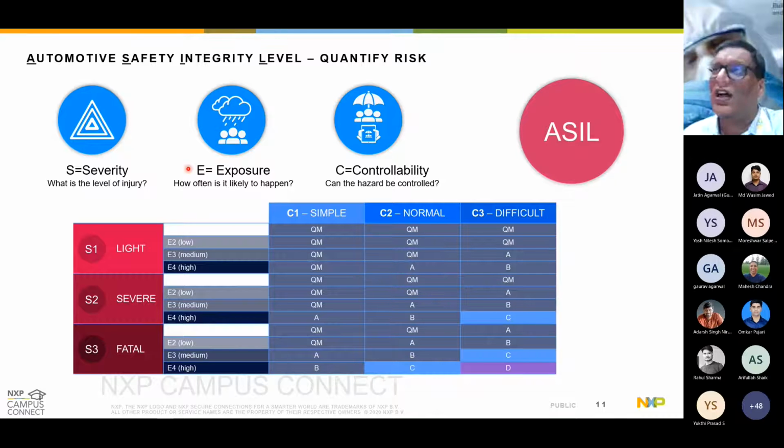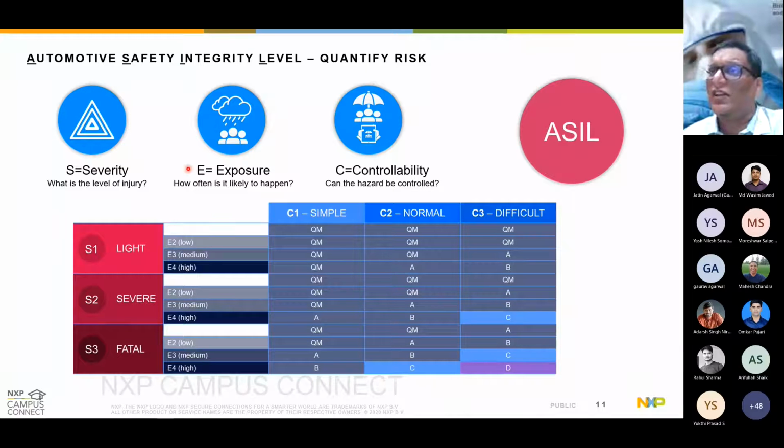And the controllability is as to how easy it is for people to control if that hazard happens. So, for example, if you're driving a car at a low speed and your brakes fail, then maybe you can do something, maybe slow it down further and basically take it on the sideway, and the impact would anyway be low. So you have a better controllability of a car when it is driving at a low speed versus a high speed. Those kinds of things you can analyze as part of controllability.